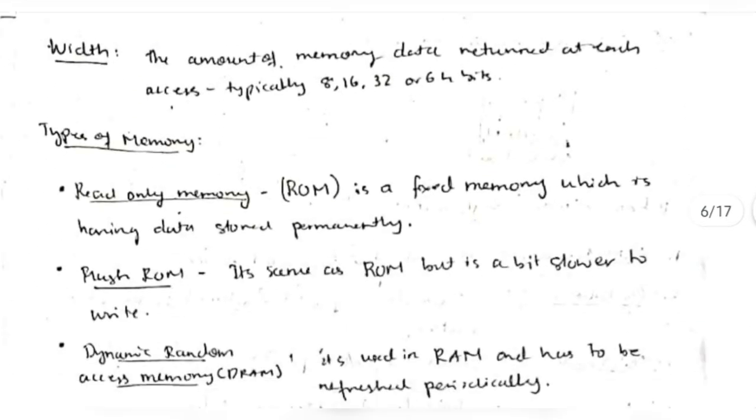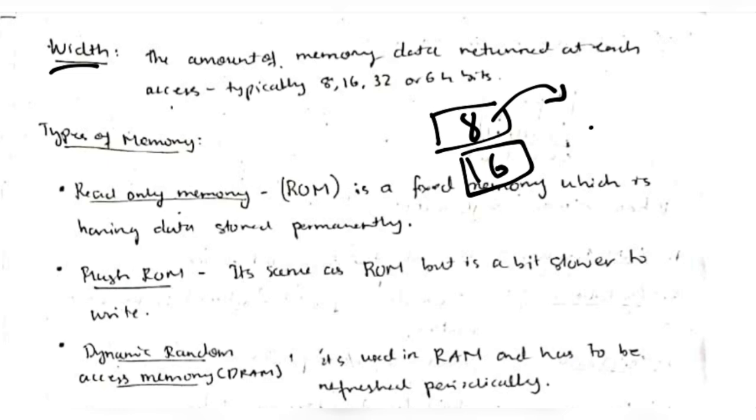Then we have bit width, which means how much data is to be transferred at each cycle, like 8 bits transferring or 16 bits getting transferred at each cycle, or 32 or 64, okay.